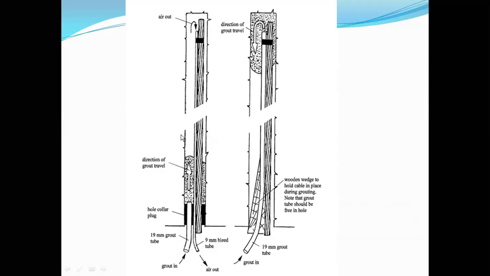When the grouting material has completely filled the hole, whatever water is present will come out through this one instead of air. If the water is coming out, that indicates that the entire length of the hole is filled with the grouting material. So that's what it is. And the second case is what? Look here: the grouting pipe is a bigger one.